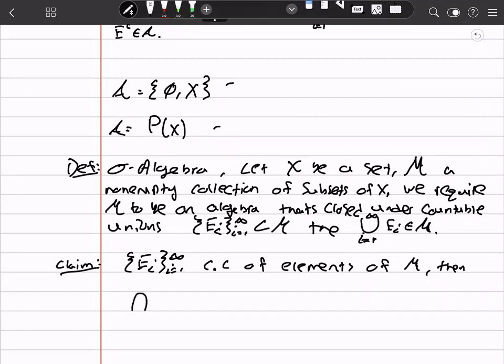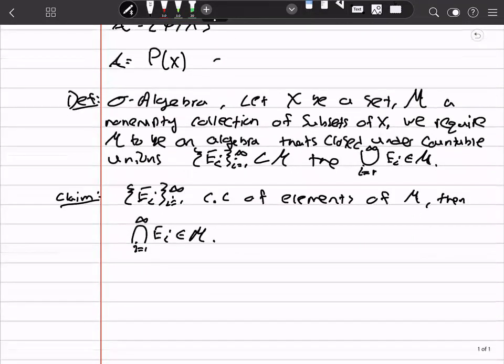Then the intersection from i equals 1 to infinity of E sub i is in M. Now, how do we see that? Well, what we know is that if we have this countable collection and we look at the union of E sub i complement, we know that each E sub i complement is in M. So the countable union of these is in M, because M is closed under countable unions.